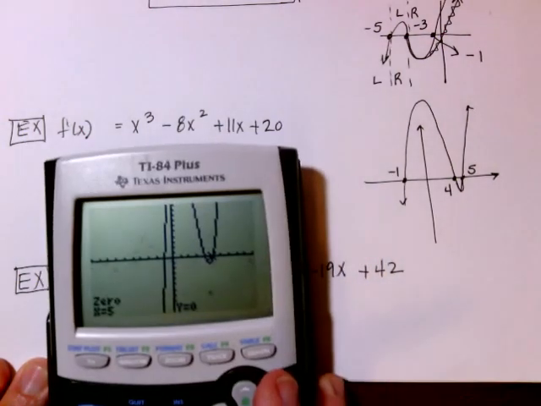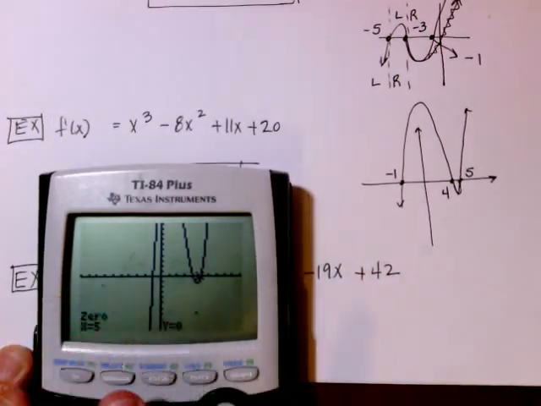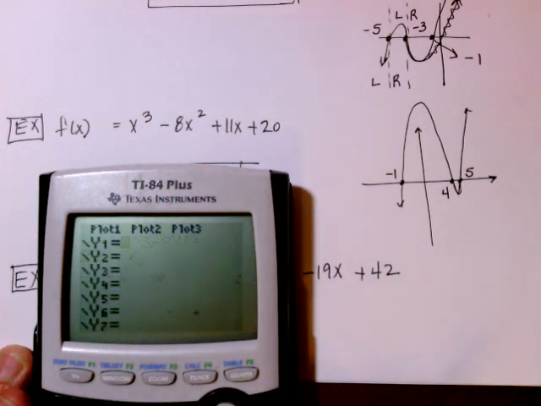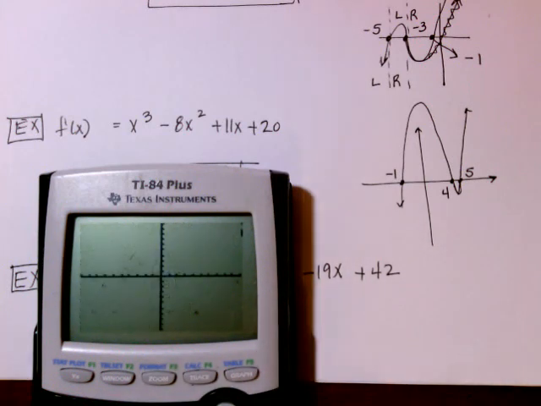I'm going to bring in my trusty calculator. I'm going to take away our previous example, so I'll clear. And I'm going to enter this one. It was 2x to the fourth plus 5x to the third minus 18x squared minus 19x, and then plus 42, and I'm going to do a zoom 6. Alrighty, there's 1, 2, 3, 4.